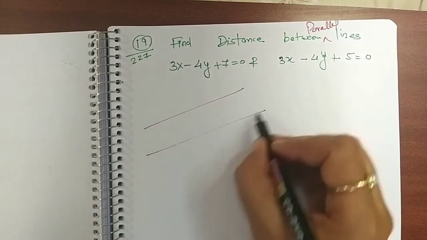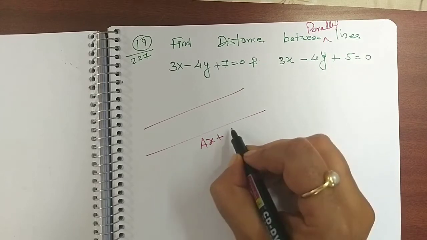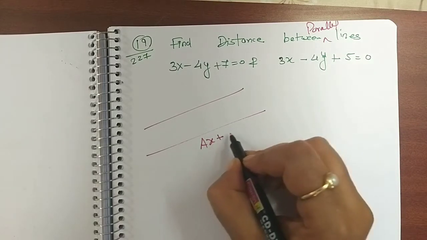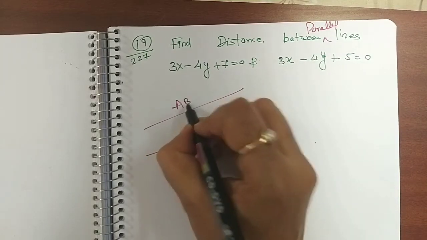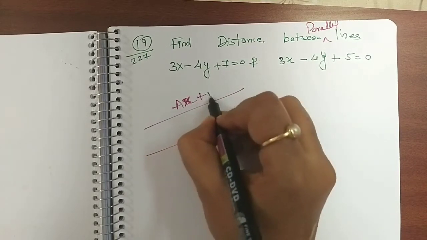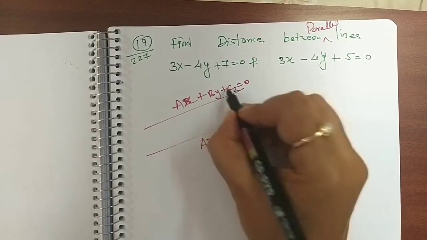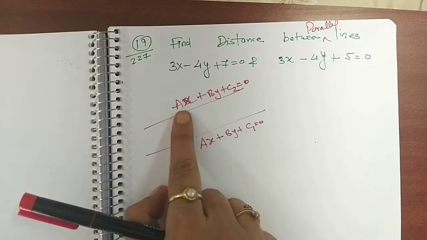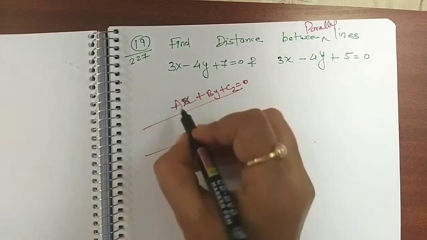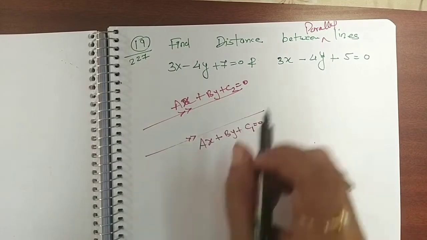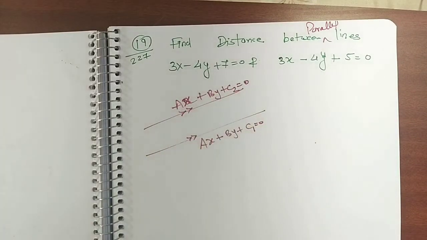Suppose they have given ax plus by plus c is equal to 0, and the second is also ax plus by plus c is equal to 0. Only the c part, c1 and c2, is different, but the coefficient of x and the coefficient of y are equal, then for sure they are parallel. So by looking at the equation, I can tell they are parallel lines.